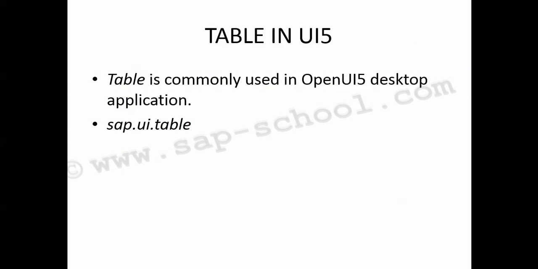After that, we have the table in UI5. The table is commonly used in the OpenUI5 desktop application. It provides a comprehensive set of features for displaying and dealing with a vast amount of data. The table control supports desktop PCs and tablet devices. On tablets, special consideration should be given to the number of visible columns and rows due to the limited performance of some devices.